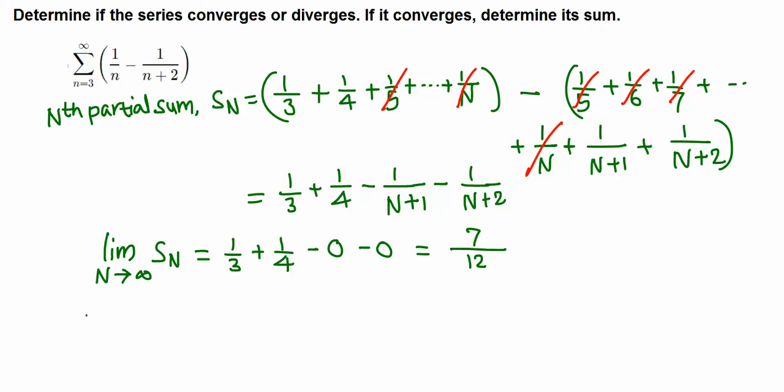Or the sum of this series is 7 over 12. So the series converges to 7 over 12, or this is the sum of the series.